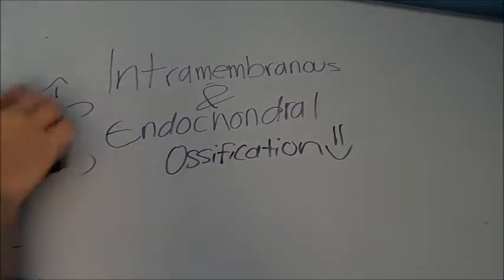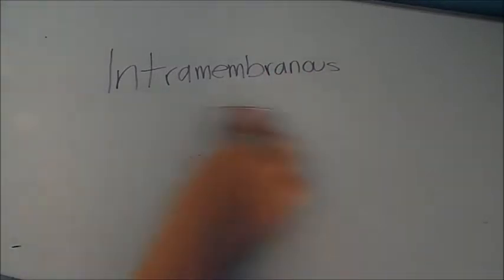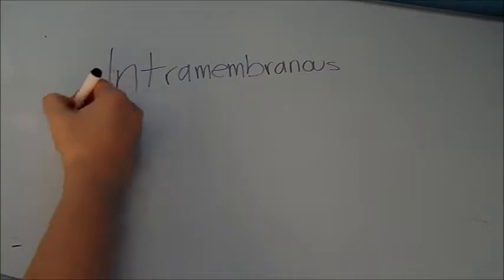Today, we will be talking about a specific type of ossification, intramembranous. During this specific type of ossification, fibrous connective tissue is turned into bone. We see this mostly in flat bones like the skull and your clavicle.